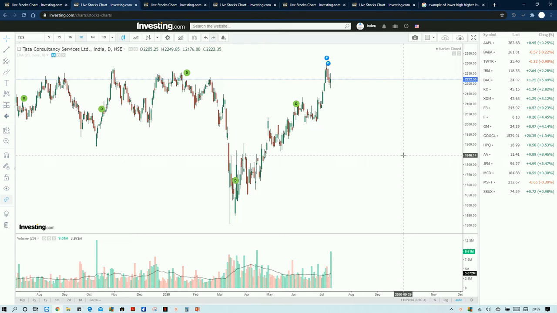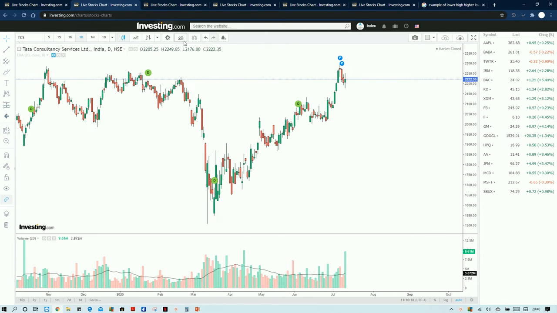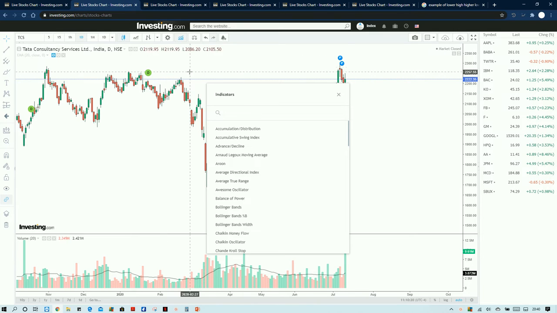But what is the exponential moving average? The maximum weightage is given to the recent prices and minimum weightage is given to the previous prices. So that is how the EMA has more advantages than the simple moving average. So this is the Tata TCS stock. Here in the indicators, you can select this indicator option here and type moving average.